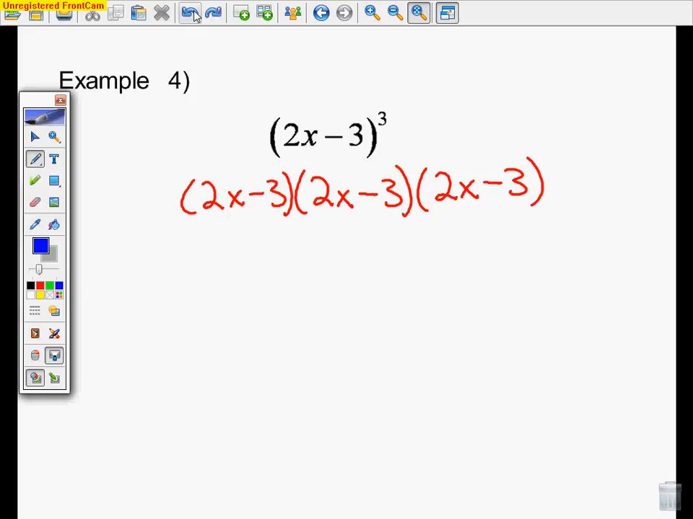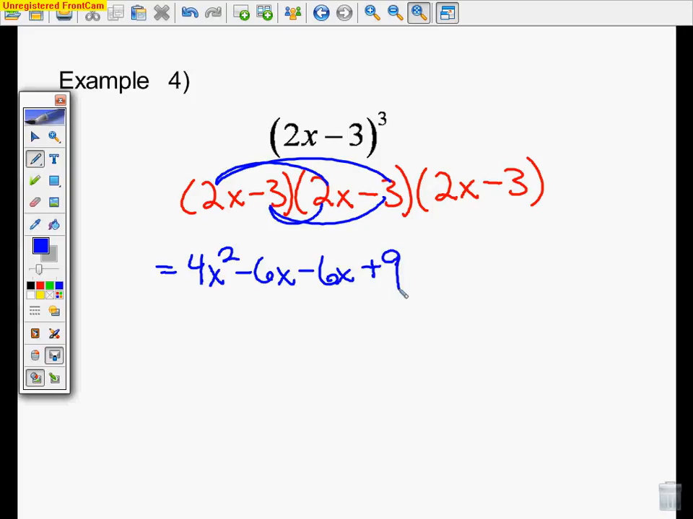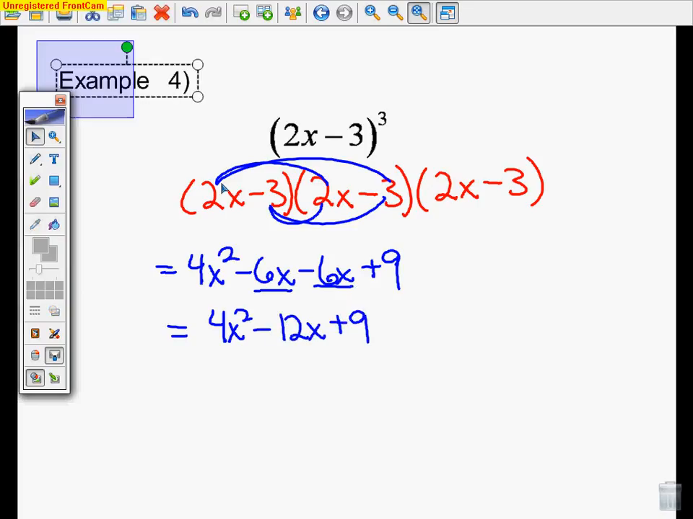Alright, so 2x times 2x, that's 4x squared. 2x times negative 3, that's negative 6x. Negative 3 times 2x, that's again negative 6x. Negative 3 times negative 3, that's positive 9. Combine our like terms, we get 4x squared. These are like terms, so we get negative 12x. And then bring down that plus 9. I'm going to go ahead and scroll up a little bit here.